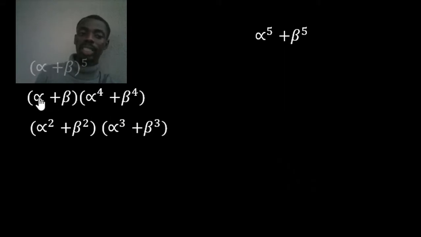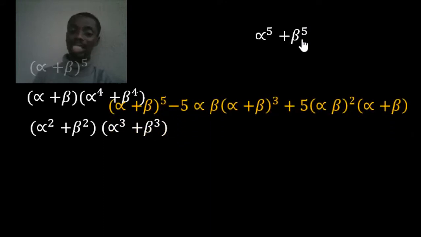This alpha raised to the power of 1 multiplying alpha raised to the power of 4. This beta raised to the power of 1 multiplying beta raised to the power of 4. Of course I will get this. Now this is alpha squared multiplying alpha raised to the power of 3, I will get alpha raised to the power of 5. Beta squared multiplying beta raised to the power of 3, I will get beta raised to the power of 5. With that attempt, I was able to get this value.